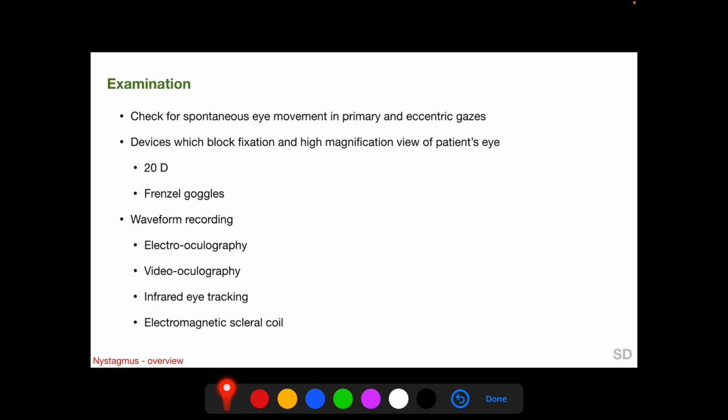In examination, we have to check for spontaneous eye movement both in the primary gaze and eccentric gazes. Examples of nystagmus only in eccentric gazes include gaze-evoked nystagmus and physiological nystagmus. Devices which help us to determine the type of nystagmus include 20 diopter lens, which blocks fixation as well as provides a high magnification view of the patient's eye, and we can also use Fresnel goggles to block fixation. And recording of the nystagmus waveform can be done with multiple techniques.